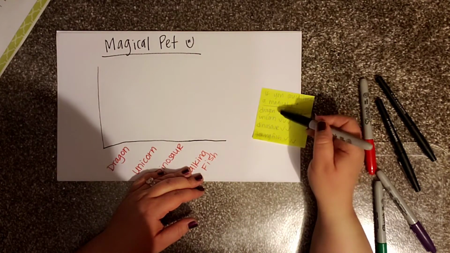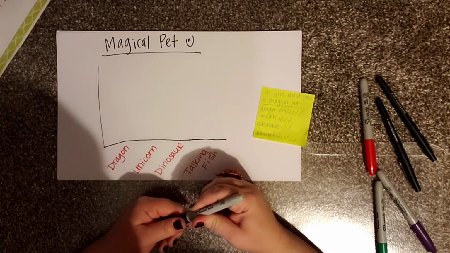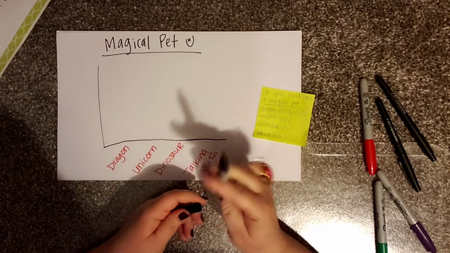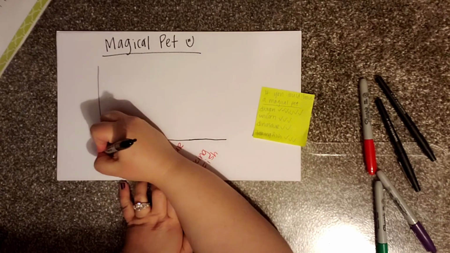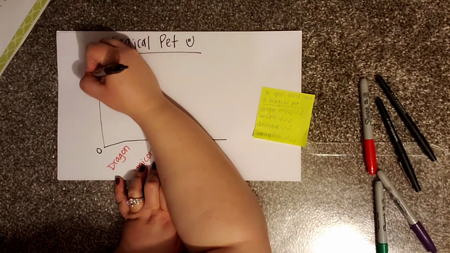My biggest number here is 1, 2, 3, 4, 5, 6, 7. So I think I'm going to have my scale go from zero down here in the corner, by the way. That corner is 0. I think I'm going to have it go all the way to 10.